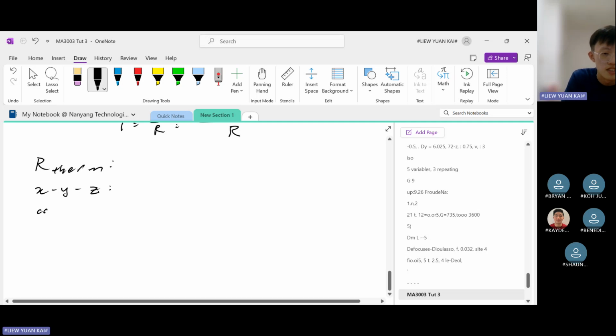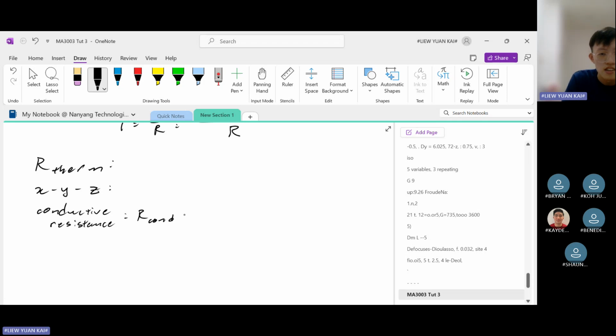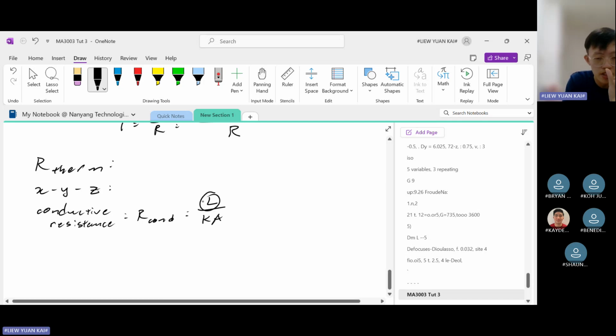Because it's the basic coordinate system to start with. So in XYZ, let's talk about conductive resistance. Okay, I will label this as R conduct. Okay, each of the thermal resistances has its own formula. So for example, conductive resistance is given by the formula L over kA, where L is the thickness of the solid, k is the conductivity of the solid, and A is the cross section through which conduction is occurring.